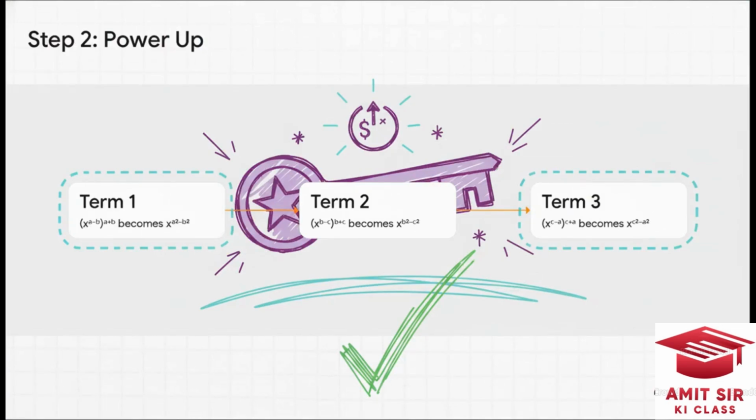We use that power-up key, which means we multiply the exponents, and we use our new difference of squares shortcut. And the expression totally transforms again. The first term becomes x to the power of a squared minus b squared. The next one is x to the b squared minus c squared. You get the idea. I mean, look at that. It is so much cleaner now.